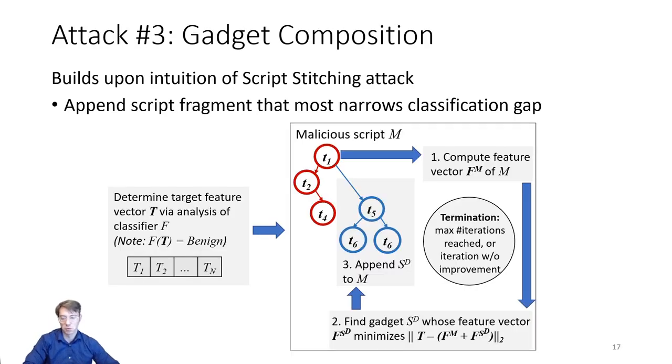Gadget composition really builds upon the idea of script stitching, but is slightly more elegant and slightly higher overhead as well. The idea is that instead of appending a random script to the end of the malicious script, you will take small snippets of scripts and find one that, according to the classifier, which you have access to, moves the mimicry script closer to the idealized feature vector in the learned model.